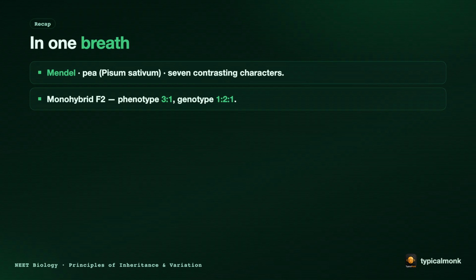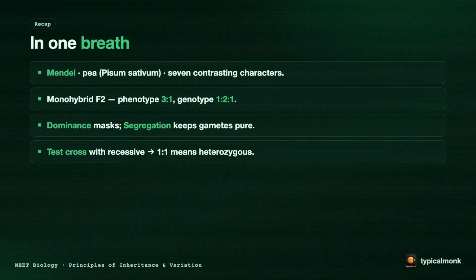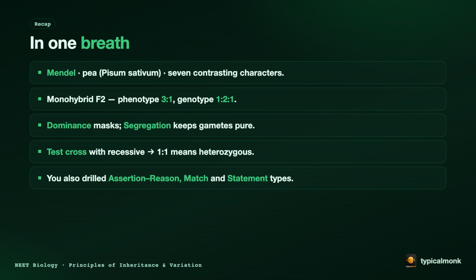Let's gather it all in one breath. Mendel, the Pisum sativum, 7 contrasting characters. Monohybrid F2, phenotype 3 to 1, genotype 1 to 2 to 1. Dominance masks, segregation keeps the gametes pure. Test cross with the recessive, a 1 to 1 result means heterozygous. And you also drilled assertion, reason, match, and statement, all 3 question types.